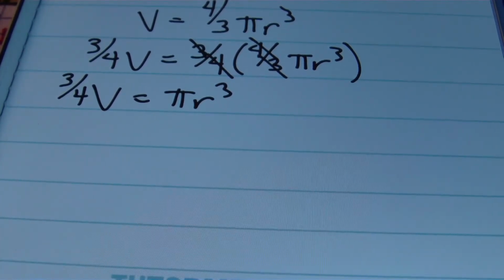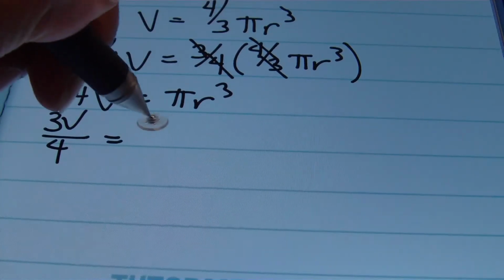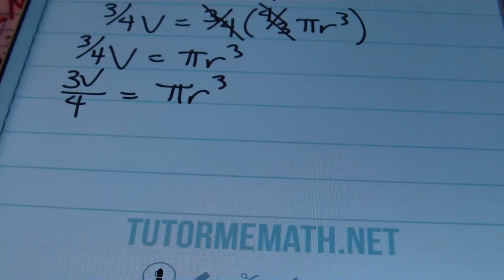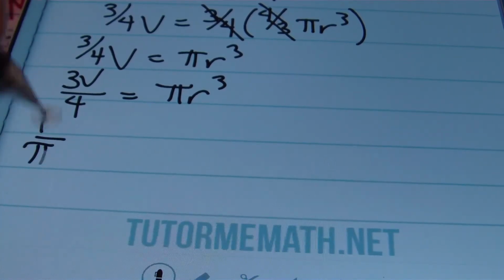But first, let's do this. I'm going to do a little something different. Let's rewrite the left side as 3v divided by 4. Same thing. Which is going to be equivalent to pi r cubed, and then let's multiply both sides by 1 over pi. So I'm multiplying both sides by 1 over pi.